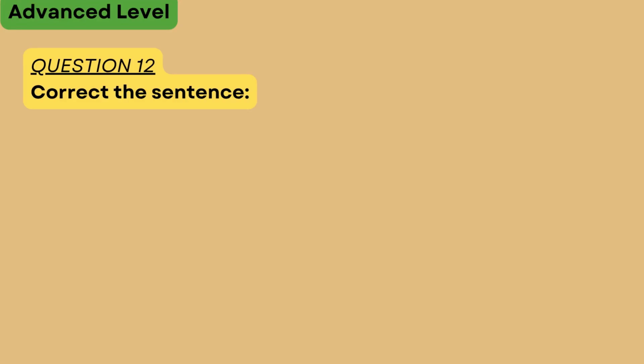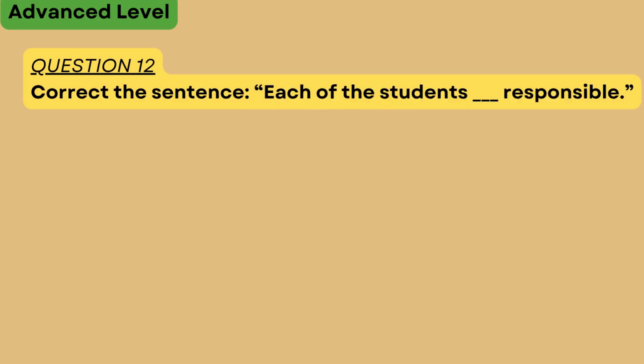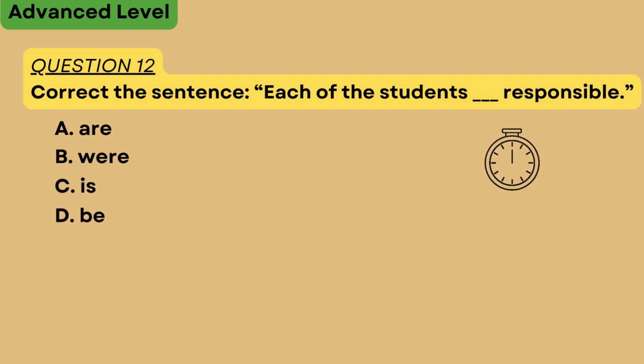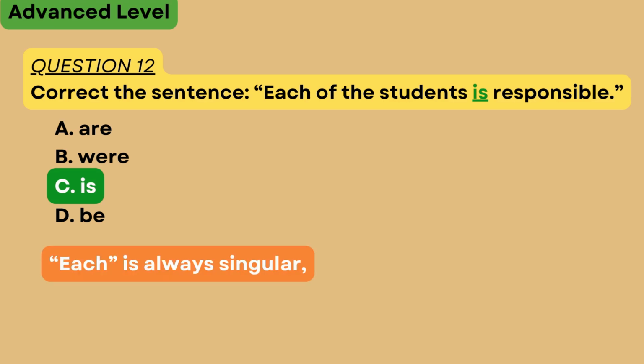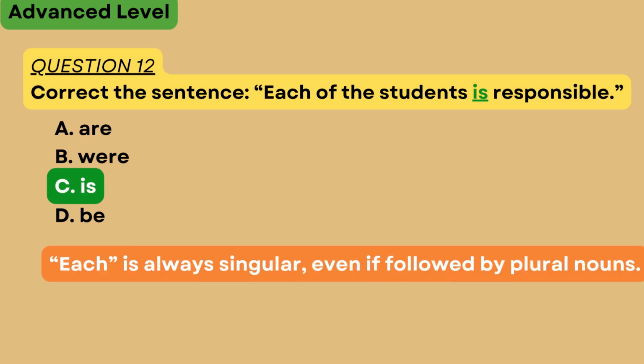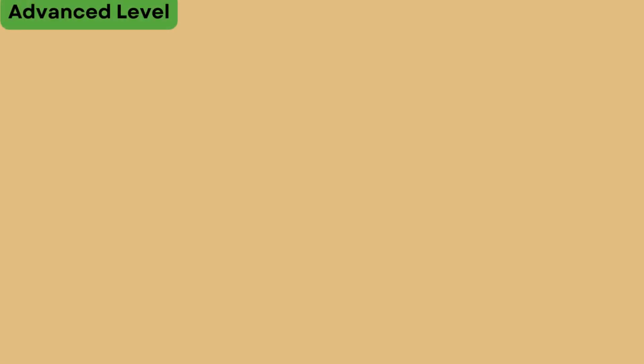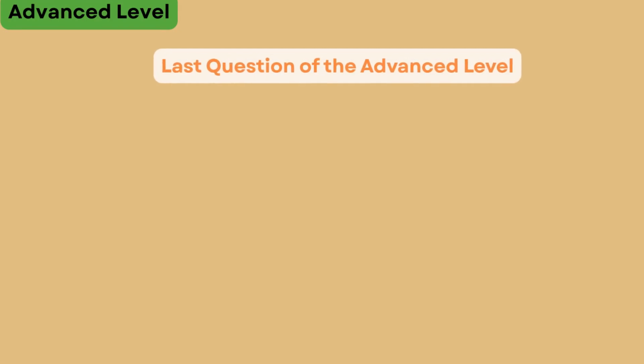Correct the sentence. Each of the students blank responsible. Are, were, is. The correct answer is C. Is. Each of the students is responsible. Each is always singular, even if followed by plural nouns. So we use is. So now we have the last question of the advanced level.